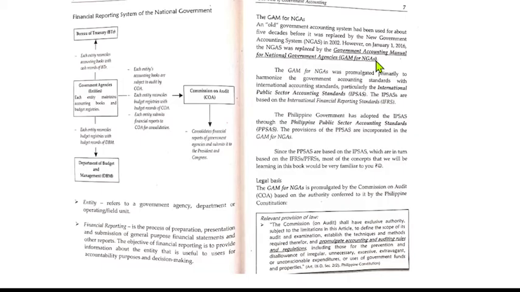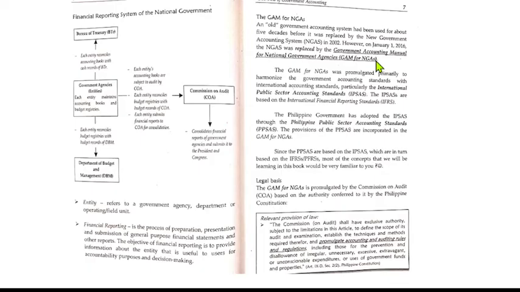So bakit kailangan i-specify pa diyan? Bakit hindi na lang Government Accounting Manual? Because meron tayong Government Accounting Manual for local government units. Iba po 'yon. Iba ang rules ng national government agencies at iba ang rules ng local government units.